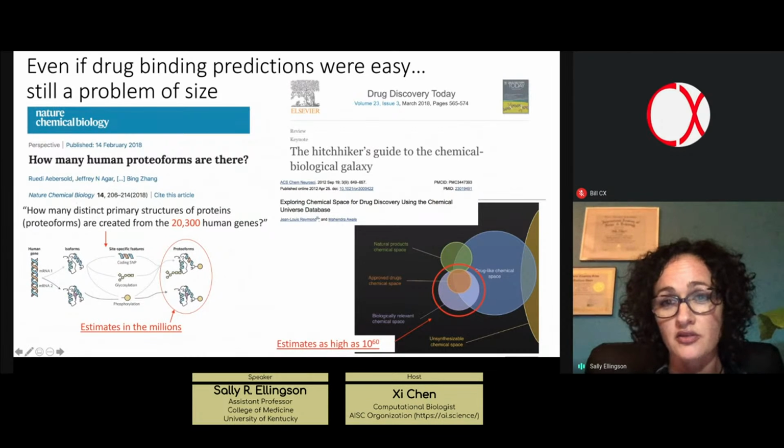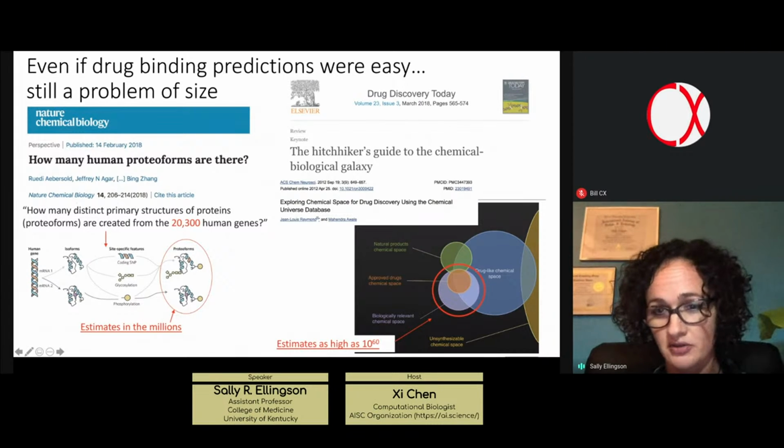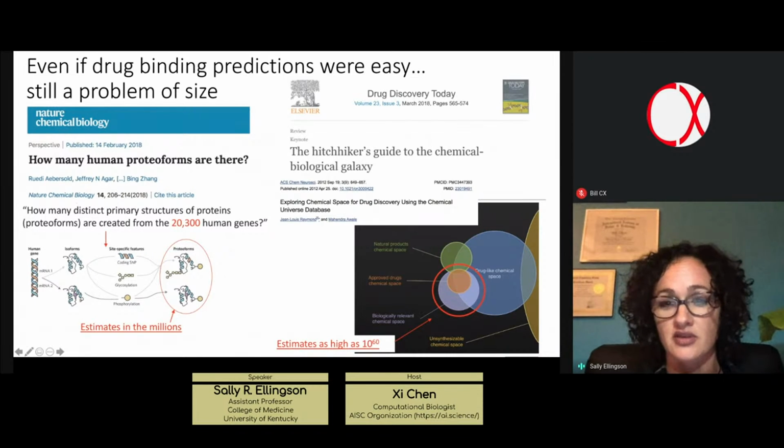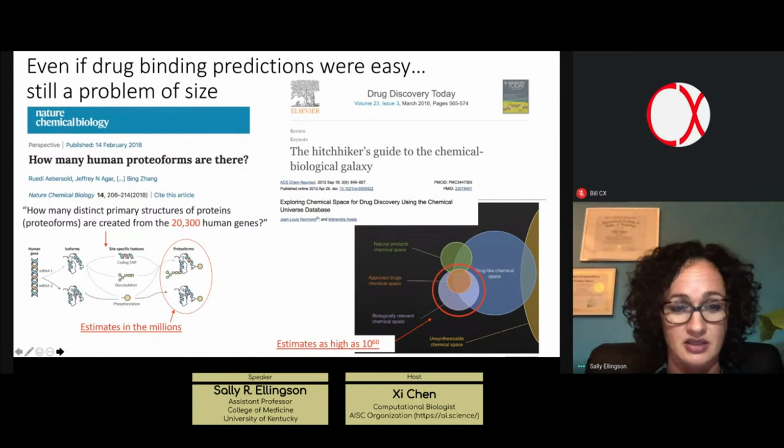And then on the right side is an estimate of how many potential drugs there are. So this little graph shows just some relevant sizes of circles. This one is the drug-like chemical space, and over here is the biologically relevant chemical space, and there are estimates of this being up to the size of 10 to the 60.